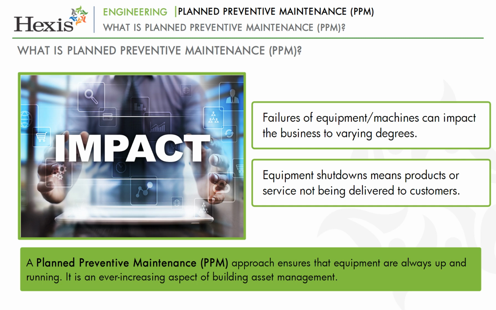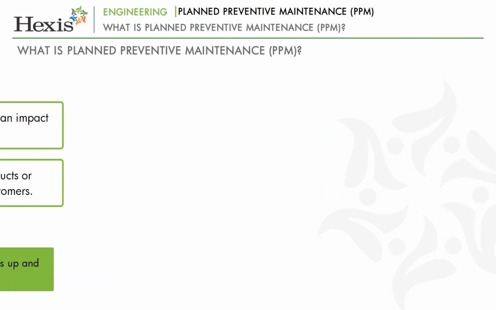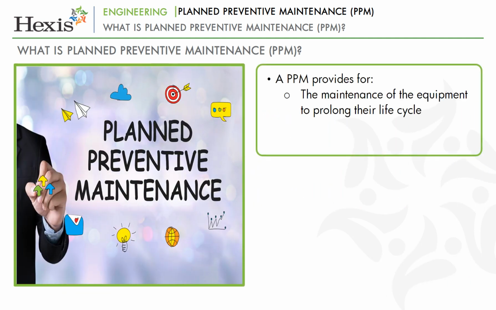Planned preventive maintenance is an ever-increasing aspect of building asset management. Elements of a building such as the building fabric, power systems, the lifts, the air conditioning system, the heating system, etc. all have finite lifespans. A PPM provides for the maintenance of the equipment to prolong their life cycle, or at times renewal or overhaul of these elements before they fail and cause expensive knock-on damage to other building elements or the business itself.